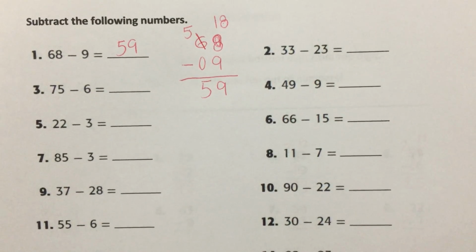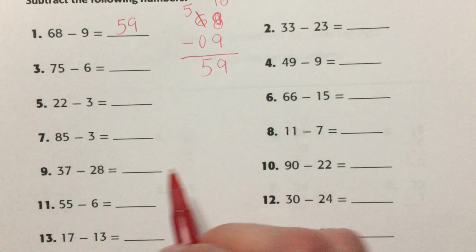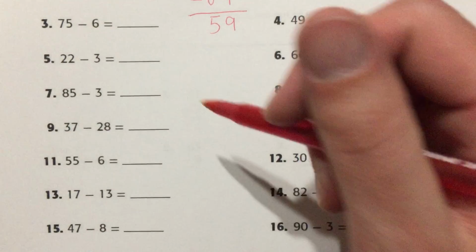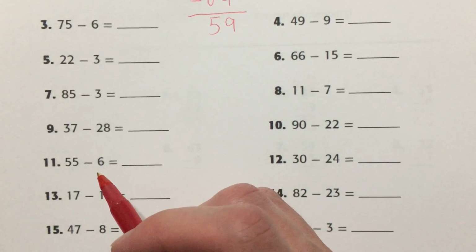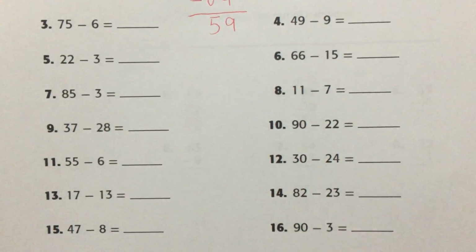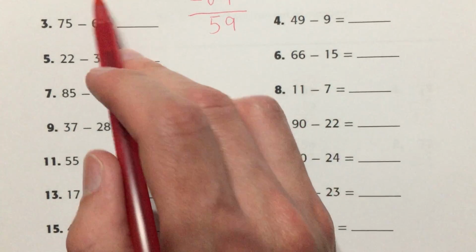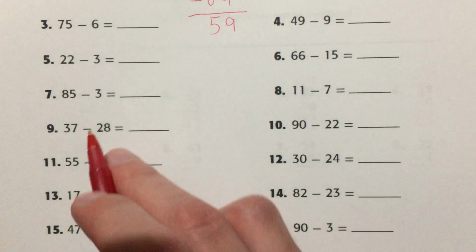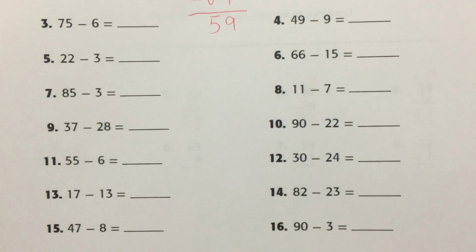And then let's take a look at this one right here, number 9. I think that'll be our last one we'll take a look at here. Another borrowing problem. We have 37 minus 28. So far we've been taking away just single-digit numbers. In this case, we're going to be taking away a 2-digit number from a 2-digit number.